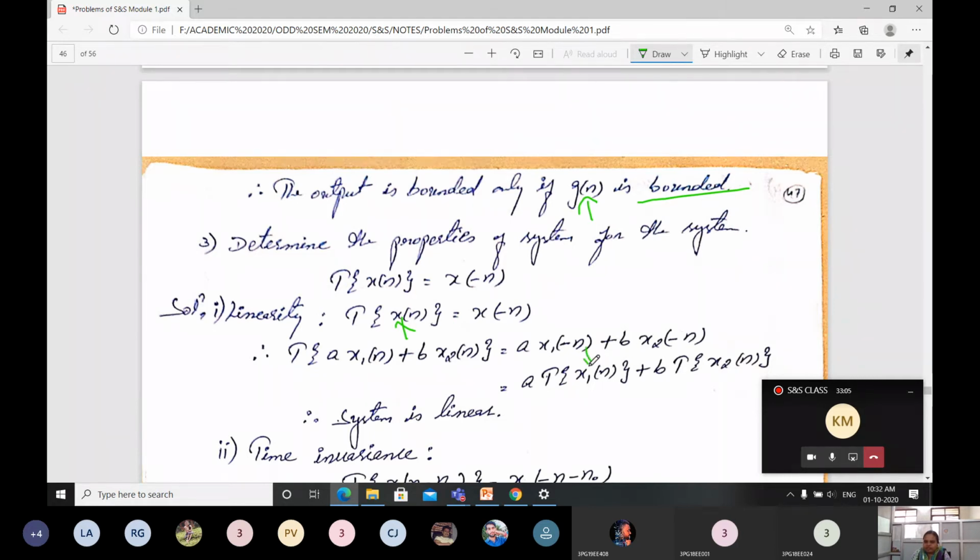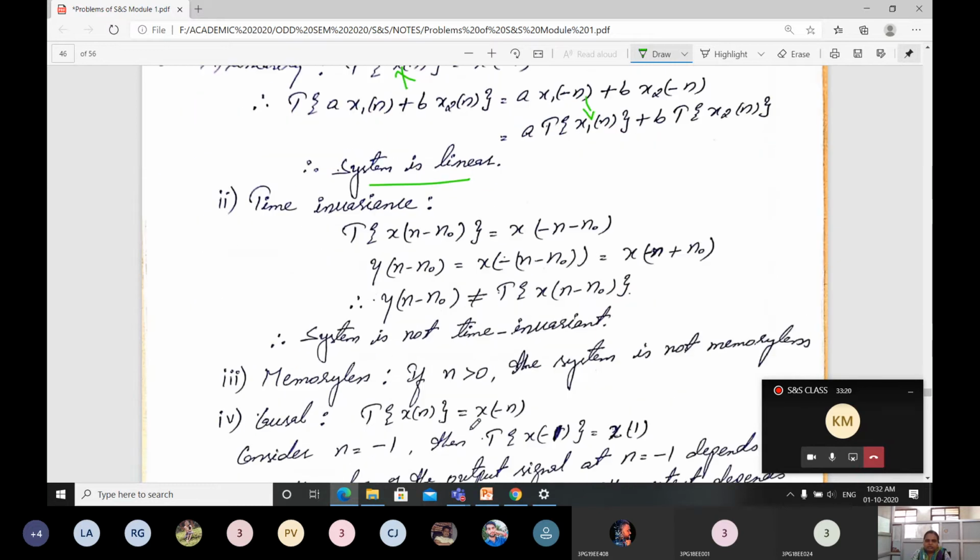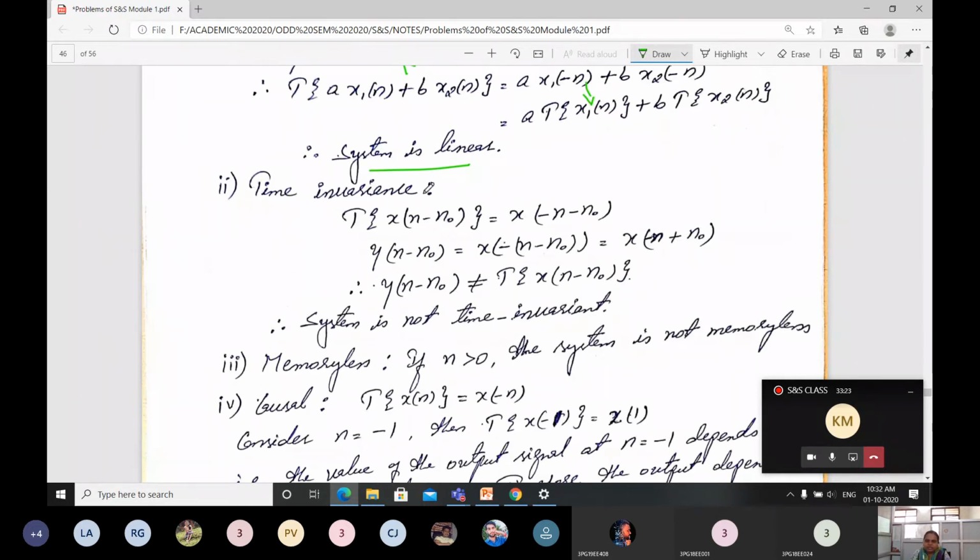This I can write as a T of x1 of n, and here also I write x1 only. For that reason a T of x1 of n plus b T of x2 of n. Therefore what can I write? The system is linear.